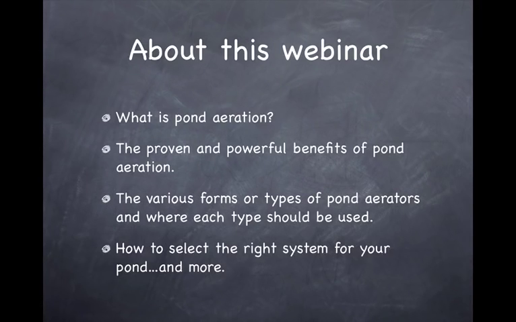Just to go over quickly what we're going to talk about today. First of all, we'll cover what is pond aeration, what does it involve. We want to talk about some of the proven and powerful benefits of aerating a pond. Any size of pond can benefit greatly. We'll talk about the various forms or types of aerators and where each one is ideally suited for use. They're certainly not all the same or equal in the coverage that they can provide. We'll also talk about how to select the right system for your pond, how to keep them running well, talk a little bit about maintenance involved, and so on, and much more.